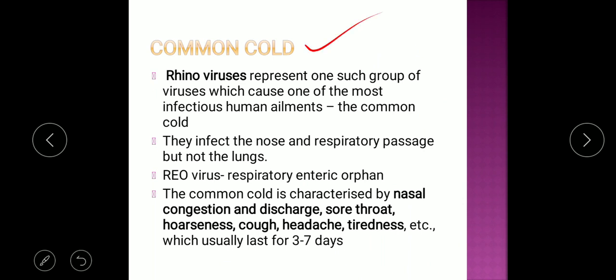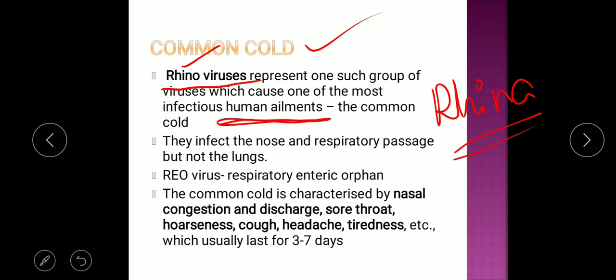Then come to the common cold. This is a viral disease; viral fever you must have heard. Rhinoviruses: rhino, or rhina, the word is coming from nose. Any virus that infects the nose is called a rhinovirus. These are the most common human ailments. They are not deadly diseases, but they most commonly take place.